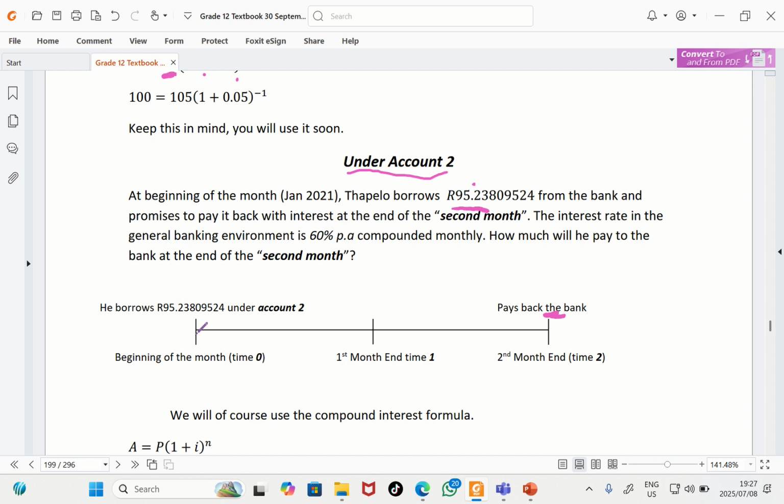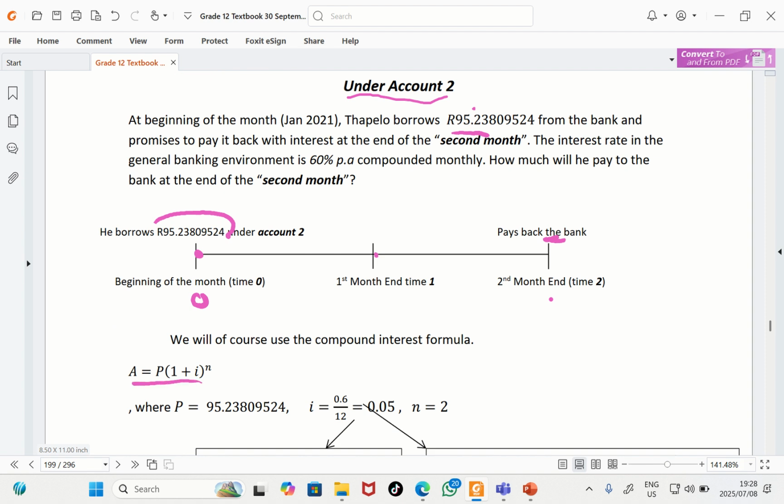So that's what's going on in account 2: time 0, 1st of January, and then at time 1, nothing happens. At time 2, he pays back the bank. He's obviously going to pay them this amount plus interest. So how do we calculate that amount? How much is that amount?